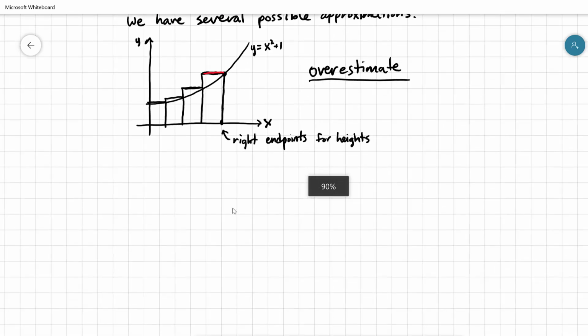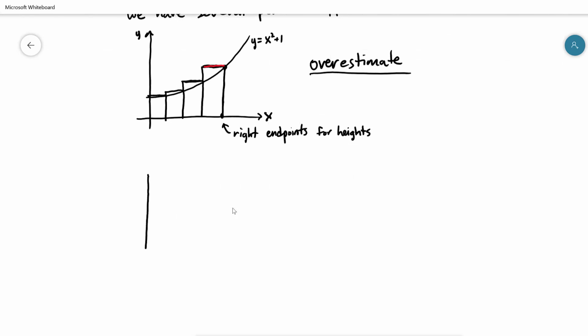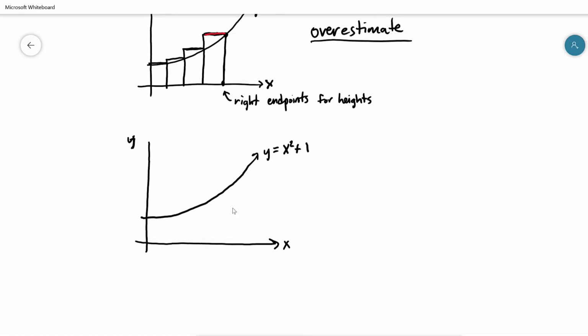Another possibility. So let me give it another copy of this same drawing. So there's my x and my y. And here's my curve, y equals x squared plus 1. And now I'm going to pick, instead of picking the right endpoints, so in this case I used that point, that point, that point, and that point to pick the heights.